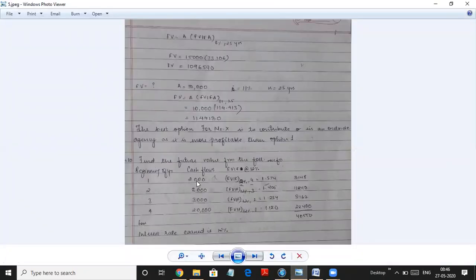Now multiply 2000 into 1.574, you get 3148. 8000 into 1.405, you get 11240. 3000 into 1.254, you get 3762. And 20,000 into 1.120, 22,400. When you add all this, you get the future value 40,500. So this is how you have to do the sums of future values when they give series of cash flow. And before this, I discussed when they give annuity, how you have to solve. We will do some more sums on this in the coming classes, and we will go to present value as well. Thank you.